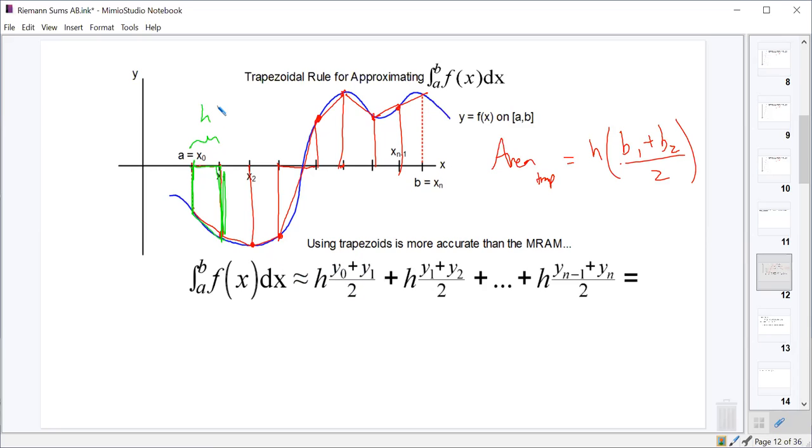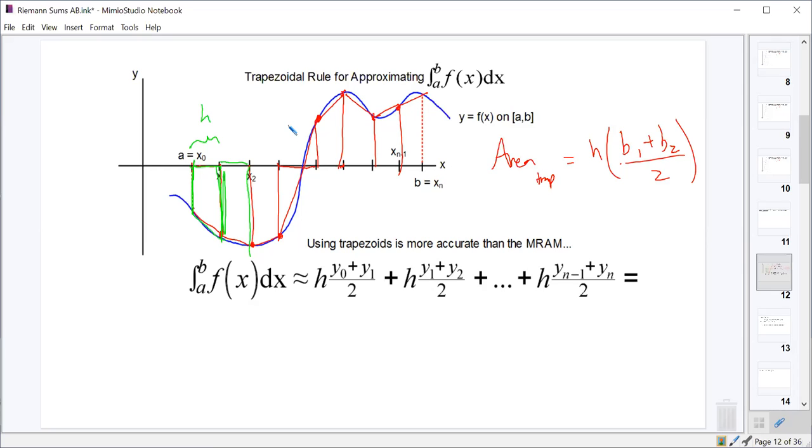Okay. If we had equal subintervals, each of those h's would be the same. If we didn't, then each of those h's would be different. And then we would note that the next one should just be y1 plus y2 divided by 2 times whatever this height is, and then y2 plus y3 divided by 2 times whatever this height is, and so on all the way through to the end. Does that make sense? Yes.